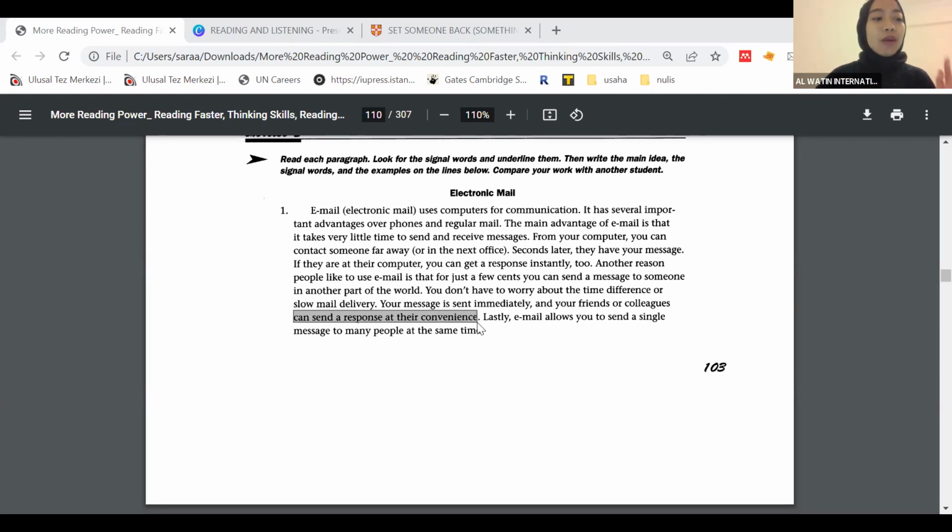Comfortable time, like the time they want. So whenever someone who got the email, they can reply directly, or they can reply later whenever they're available. That's whenever they're convenient. Convenient means comfortable here. Okay. Any other difficult words? No?